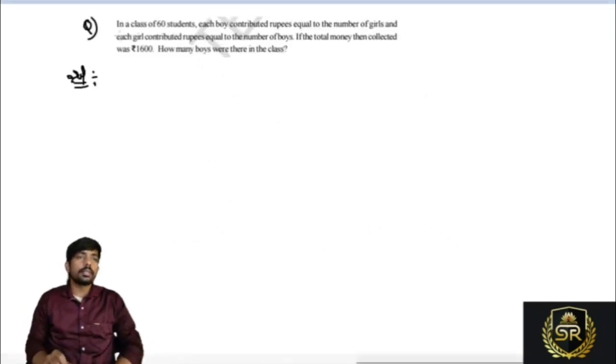So here in this question, in a class of 60 students, each boy contributes rupees equal to the number of girls, and each girl contributes rupees equal to the number of boys. If the total money collected was 1600, how many boys were in the class?